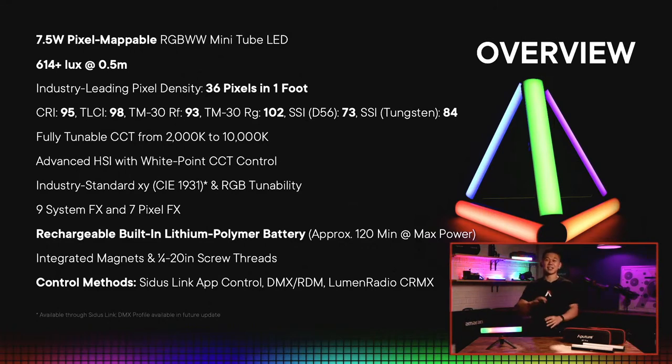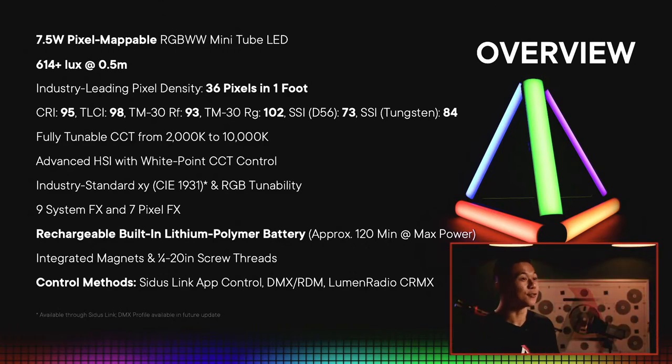Here's all the specs. The MT Pro has 7.5 watts of pixel mappable RGB WW output. That's 50% more than the Aputure MC and about 50% more output in terms of lux as well at 614 lux at 0.5 meters. You, of course, have Aputure's high standards for color quality, CRI, TLCI, SSI, all that jazz, with a 2,000 to 10,000 Kelvin color temperature, advanced HSI with white point variability, XY control through Sidus Link and in the future DMX.